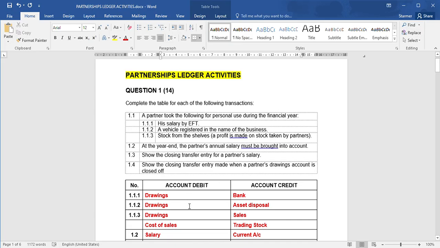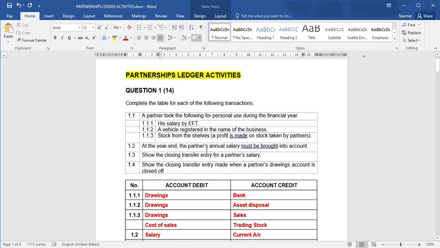So if he takes his salary, you're going to debit his drawings account to increase it, obviously taking money, so you're going to credit the bank account. Then he took a vehicle, that's when you take asset disposal, so you debit his drawings and credit your asset disposal. Do not credit vehicles here. It's asset disposal where you record the selling price of the assets.